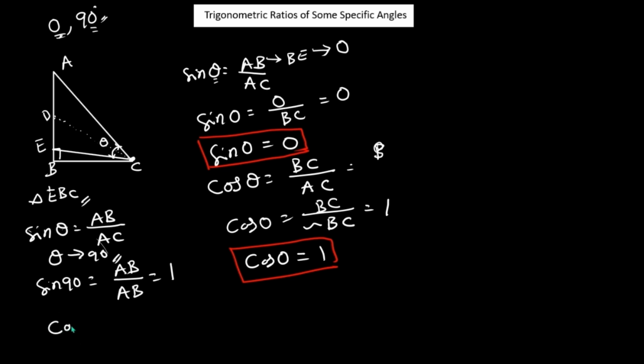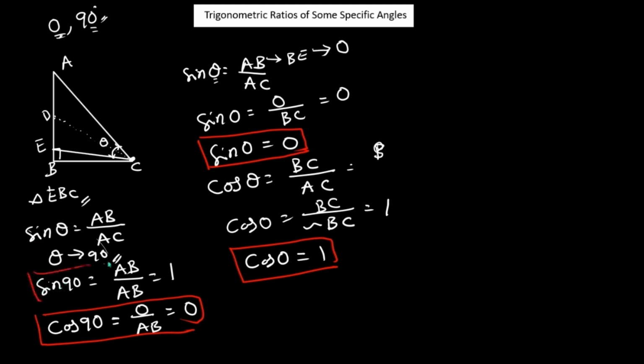Similarly, cos 90. What is the adjacent side? Adjacent is BC. So this BC keeps decreasing for this theta, right? So it will become 0. When it becomes 90 here, then it will become 0, and 0 by anything is 0. This AC will become AB, then this is 0. Cos 90 is 0 and sin 90 is 1. Now we derived all: sin 0, cos 0, sin 90, cos 90.